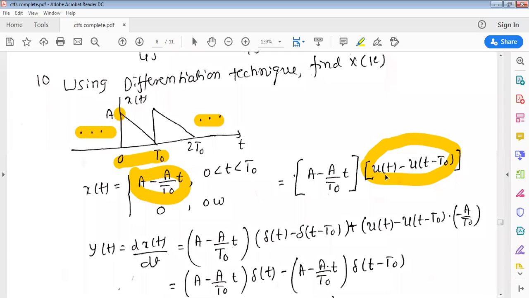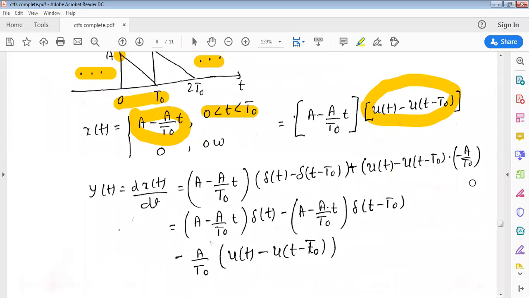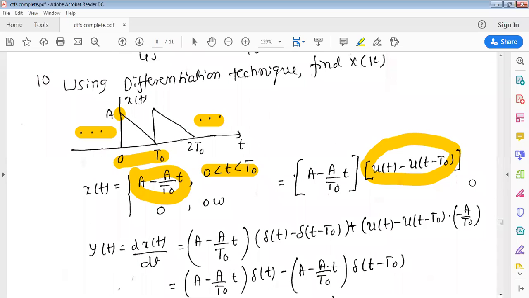Why should I do this? If I don't do this, this signal will be valid for an indefinite amount of time. That is not the meaning. See here, there is a stopping condition. The signal exists only between 0 and t naught. That's why I have to multiply by 1 between these values, and that's why I multiplied by u of t minus t naught. Are you able to follow this? Or any doubt you have here? Why I have written u of t minus t naught? If you have any doubt, you ask me so that I'll be able to explain. No doubt?